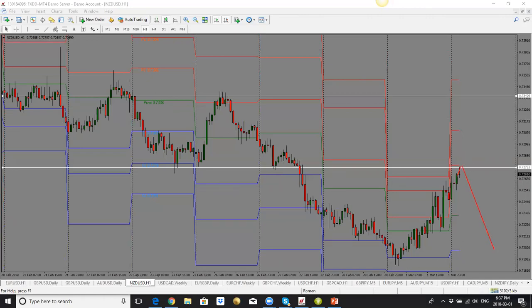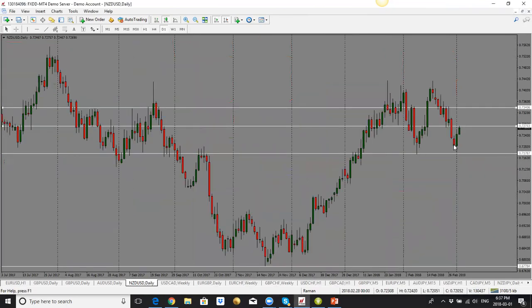So this could be a pullback for another move to the downside. However, because it's a bullish candle close, we have to wait for price to cross to the other side, and then it could continue higher. So we'll just have to watch this one.